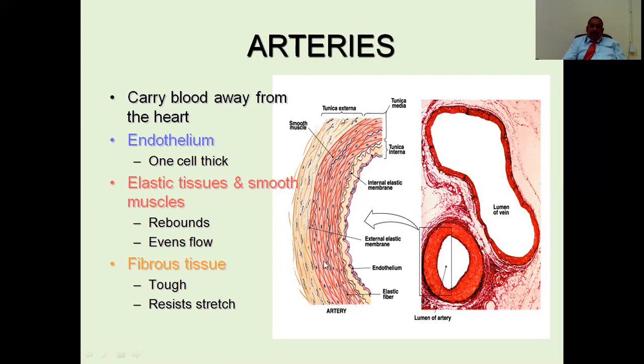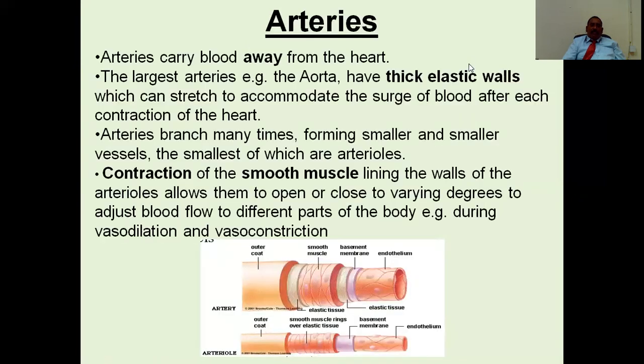The red things are smooth muscles, and these wire-like things are elastic tissues, and it helps to see how thick the walls of arteries are. It is then surrounded by fibrous tissue, which is tough and resists stretch. Next one is the artery.